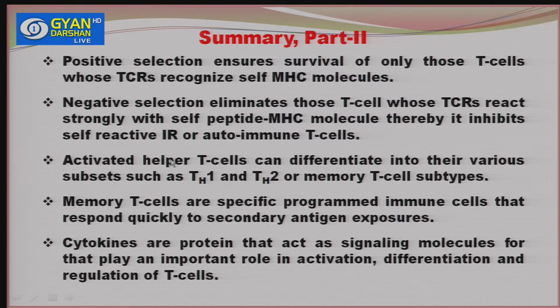You have also learned that activated helper T cells can differentiate into various subsets such as T helper 1 and T helper 2 and memory cells. Basically, T helper 2 cells are able to produce cytokines, and they can regulate T cell activation. Memory T cells are a specific programmed immune cell that responds quickly to secondary antigen exposure. Cytokines are proteins that act as signaling molecules and play an important role in activation, differentiation, and regulation.